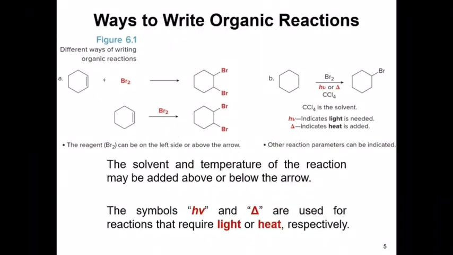So here's a few different ways of writing organic chemical reactions. You can see here we have cyclohexene reacting with bromine gas to form 1,2-dibromocyclohexane. Here we have the bromine gas written on the reactant side along with cyclohexene, or you can also write it right above the arrow. These two chemical reaction equations are one and the same. You can also include other parameters like heat, light, or solvent, or even temperature in the chemical reaction equation.